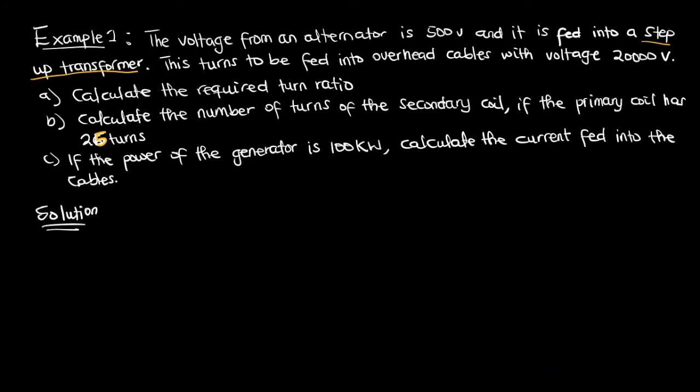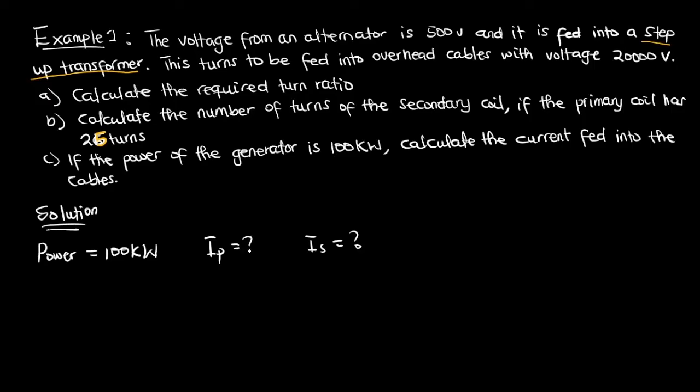So we've been asked that if the power of the generator is 100 kilowatts, we have to calculate the current fed into the cables. Right now, if you look at this, the current fed into the cables is the IS, or the secondary current. The current from the power into the transformer is the IP. So we have the primary current, and then we have the secondary current, which the question is demanding that we find.